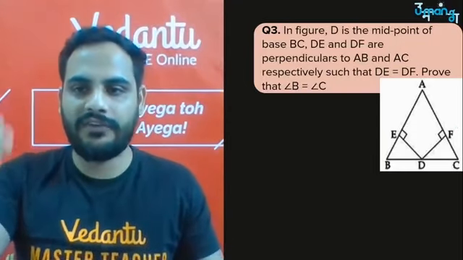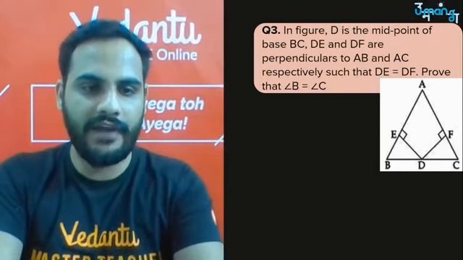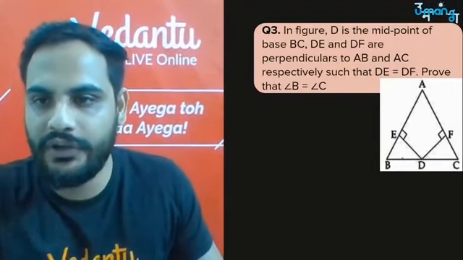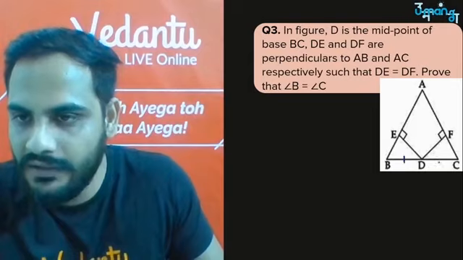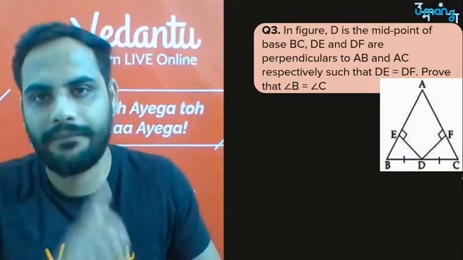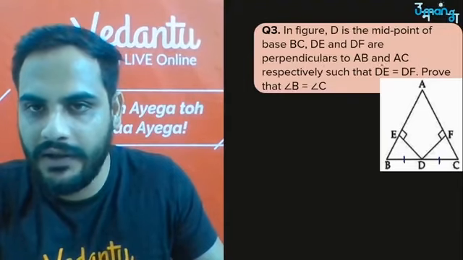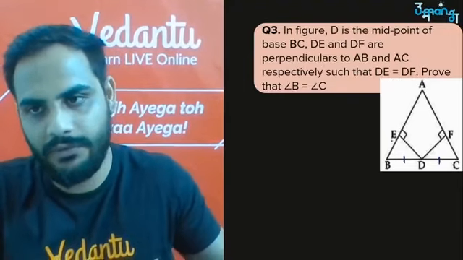Now whatever information is given, represent it on this diagram. First thing they are saying is that D is the midpoint of BC. That means BD is equal to DC. First thing. DE and DF are perpendiculars to AB and AC respectively such that DE is equal to DF.